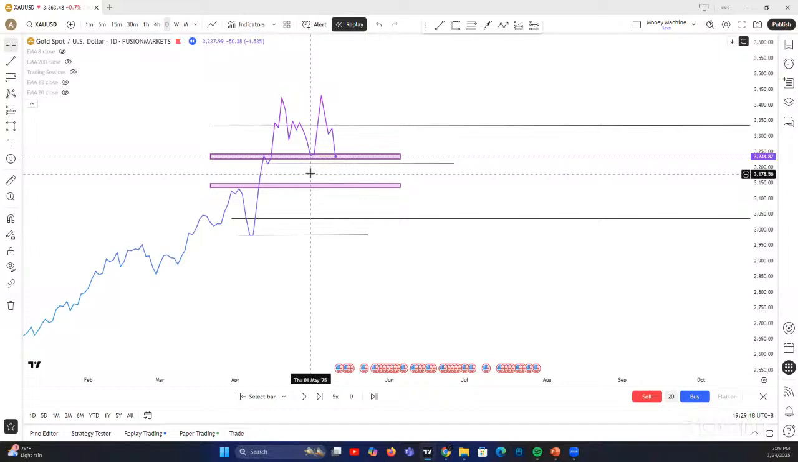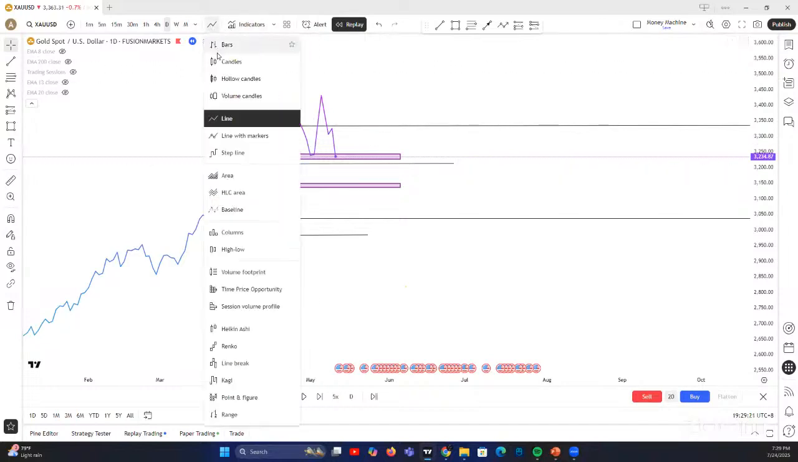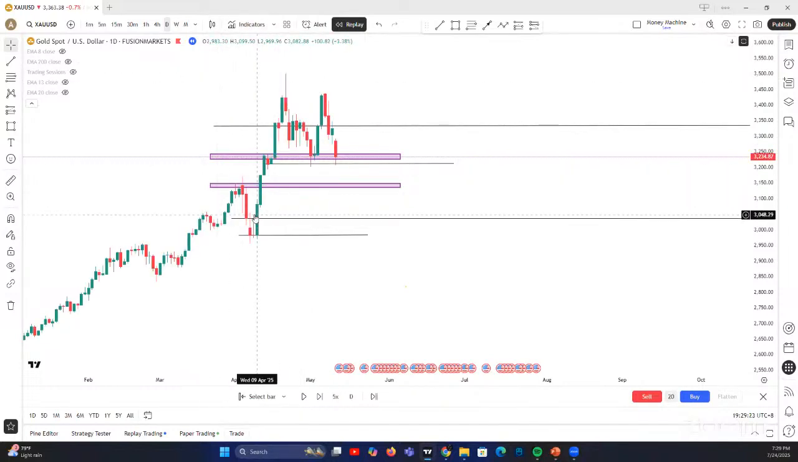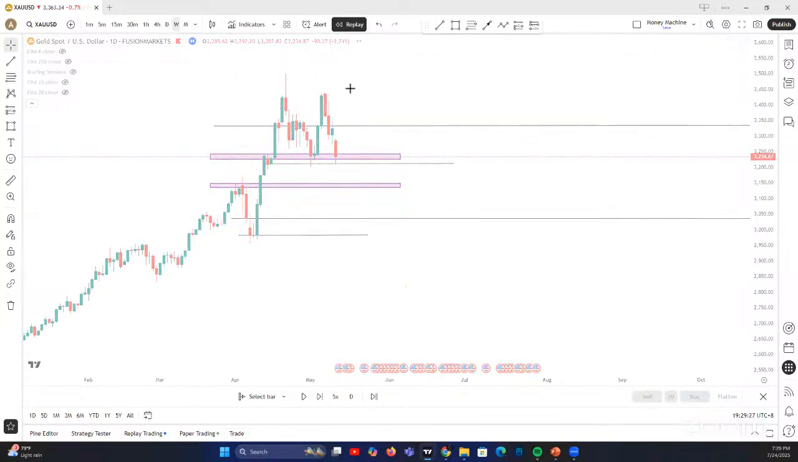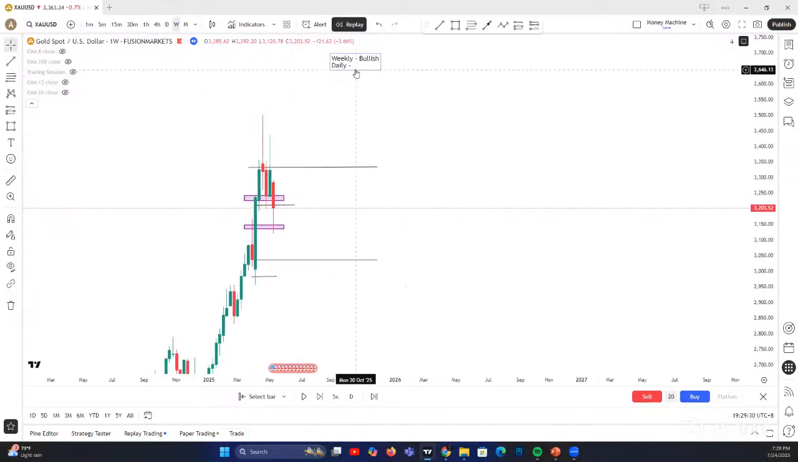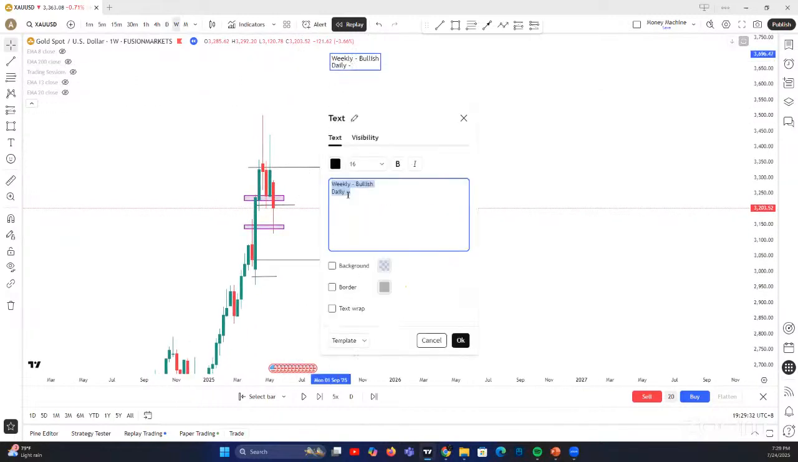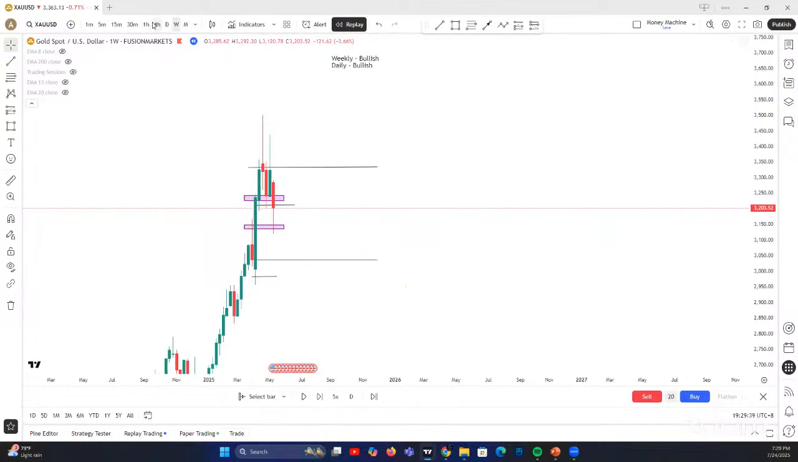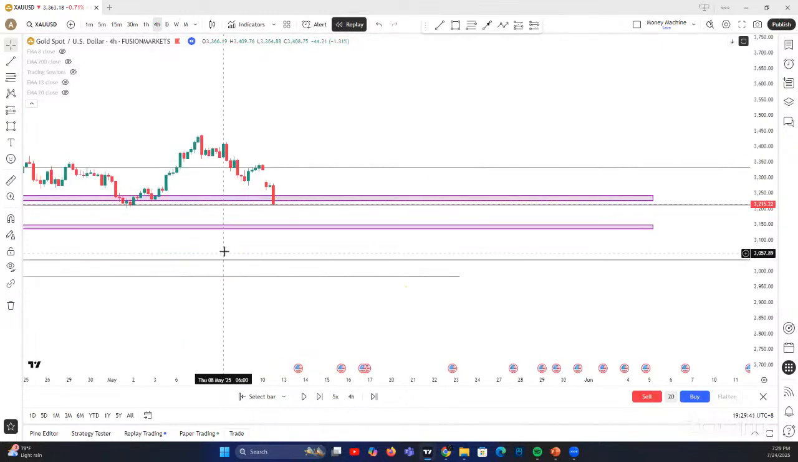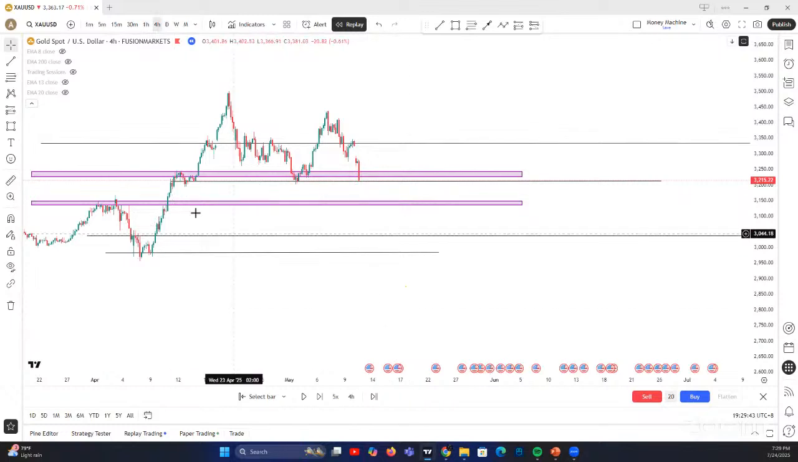So you will have some bird's eye view every time. Now, daily is still bullish. Okay, H4. Who can tell if it's bullish or bearish?